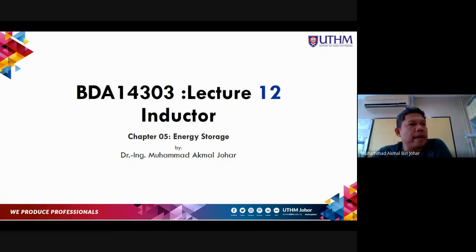Okay, so today we will continue our discussion on chapter 5 on energy storage. In the previous class, we discussed the capacitor, and today we will continue our discussion on the inductor, another component in electronics and electrics that is able to do the job of storing energy.